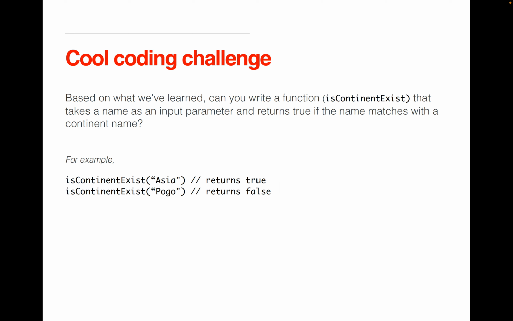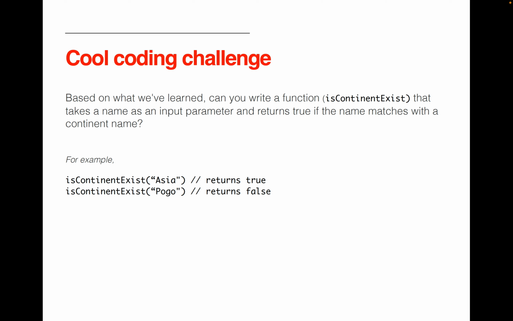And so by now, you are in a solid position, I would say, to do the basic JavaScript coding. And so here is a fun coding challenge for you. Can you create a function that checks if a continent name exists? That is, if you pass a valid continent name, it returns true. Else, if the continent name doesn't match, it returns a false.